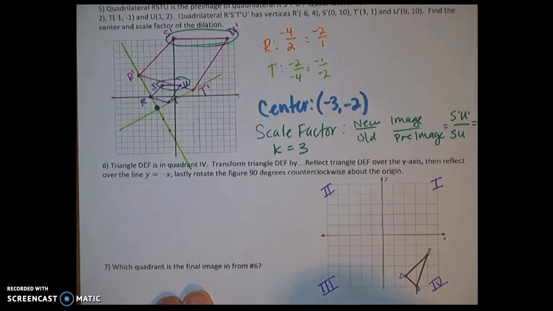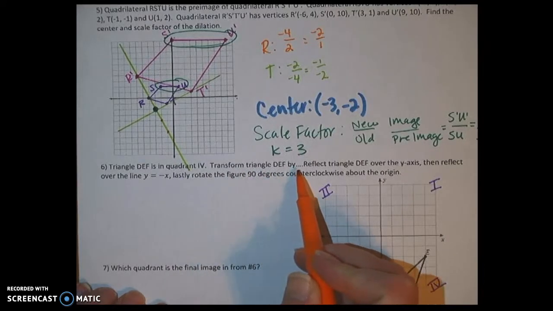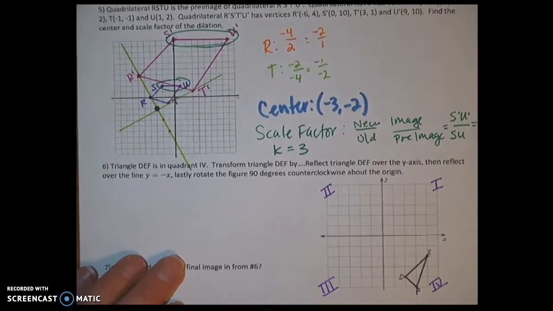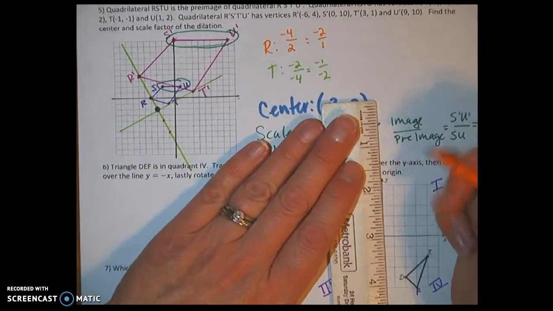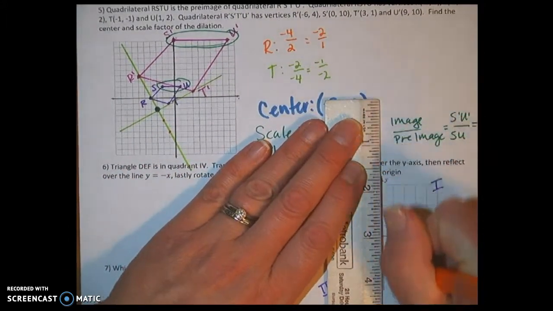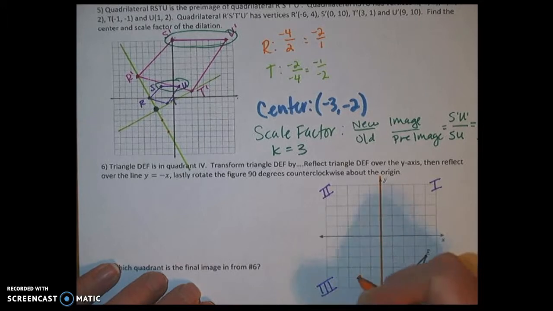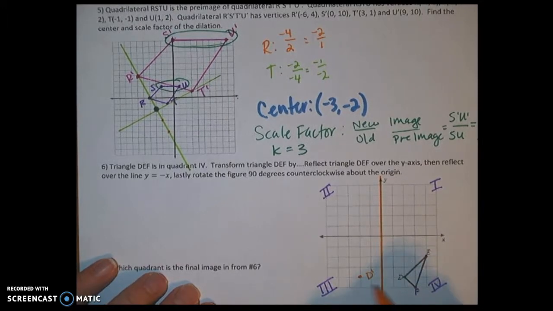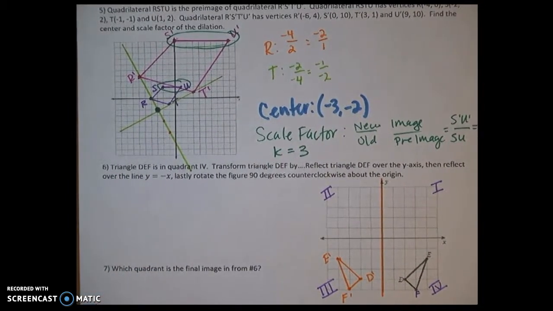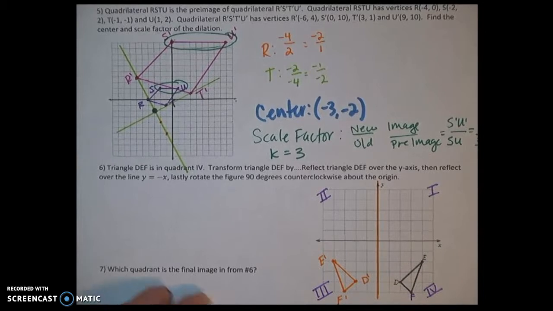So the first thing that I need to do, it says to transform triangle DEF and reflect it over the y-axis, which we did up there in a different problem. So we're going to go to the y-axis right here, and we're going to reflect it. So 2 to the right, 2 to the left. There's my D prime. This is 3 to the right, 3 to the left is my F prime. E is 4 to the right, so I'm going to go 4 to the left, and there's my E prime. And I'm going to pause while I draw that. So your first image ends up over here in quadrant 3.